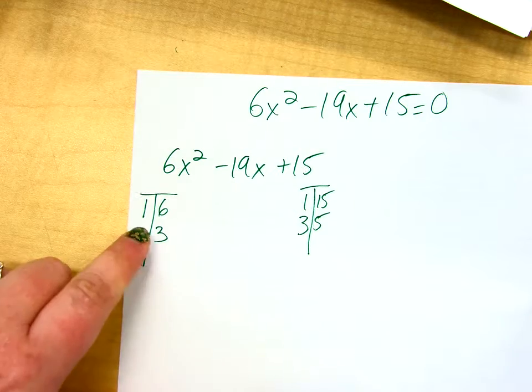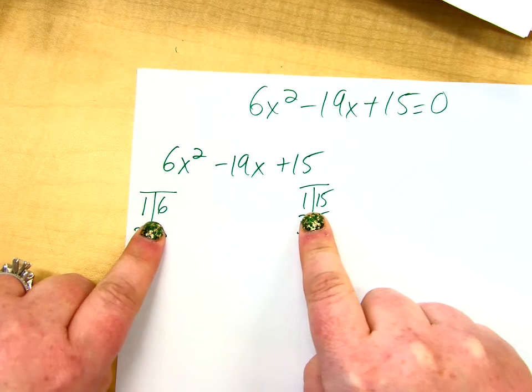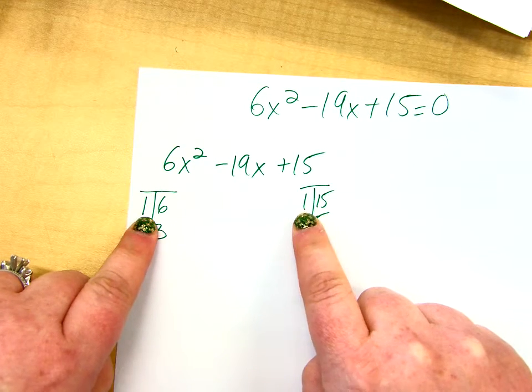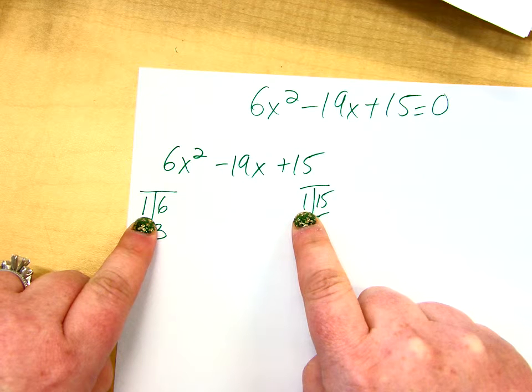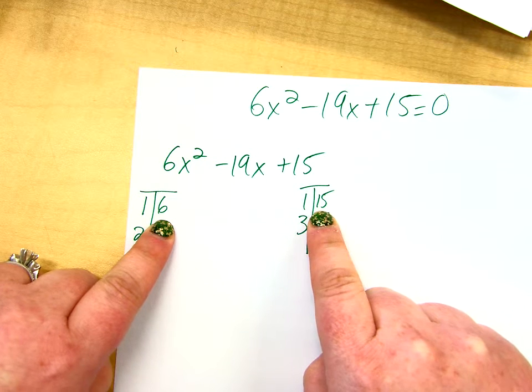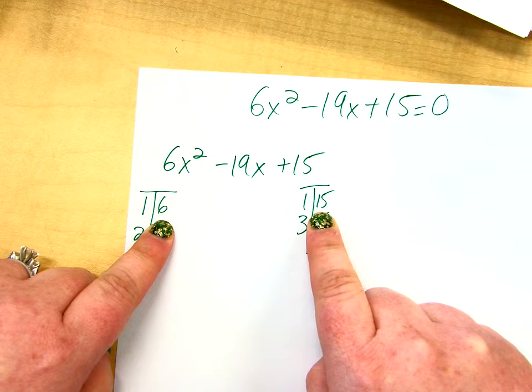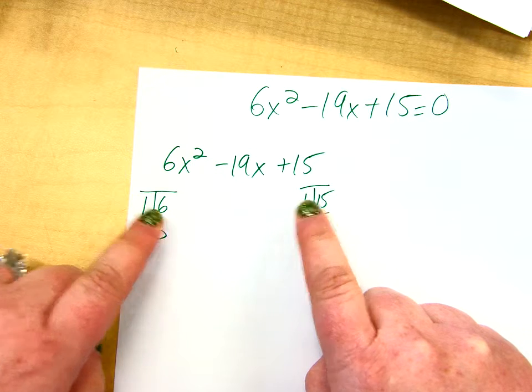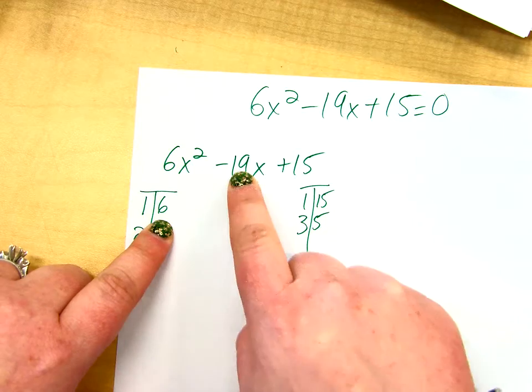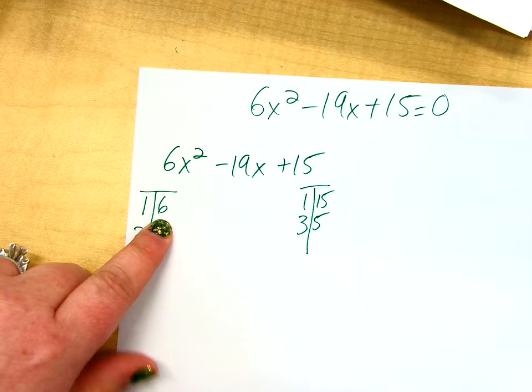So, for example, let's say I took the top two pairs. I could multiply the 1 and the 1 together to get 1, and the 6 and the 15 together. What's 6 times 15? 90. So 1 plus 90 is nowhere near 19. So that's not the right pair.